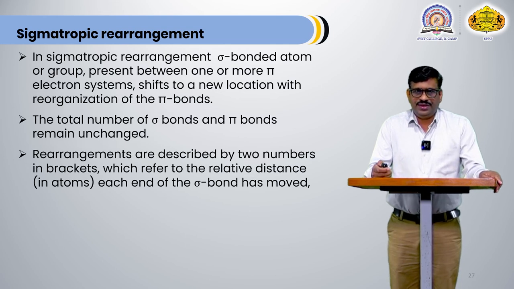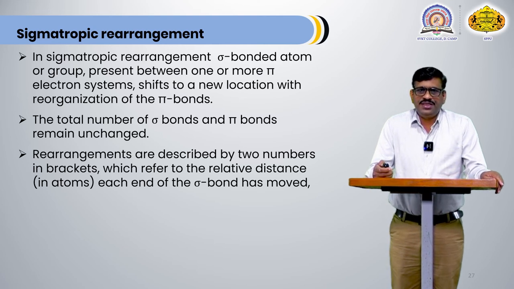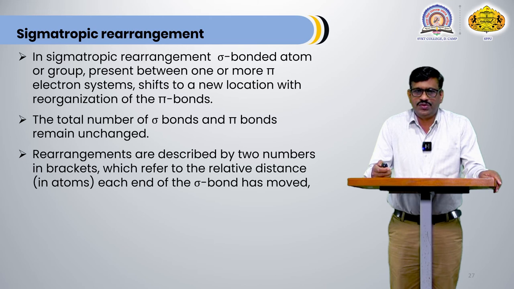Now sigmatropic rearrangement. In sigmatropic rearrangement, a sigma bonded atom or group present between one or more pi electron systems shifts to a new location with rearrangement of pi bonds. The total number of pi bonds remains unchanged, as well as the total number of sigma bonds. Rearrangements are described by two numbers in brackets which refer to the relative distance in atoms each end of the sigma bond has moved.